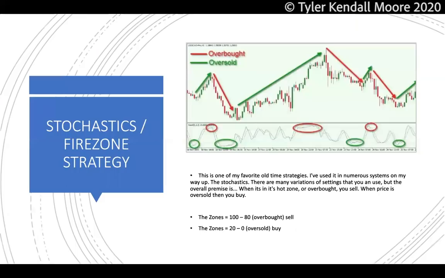All right, so the stochastics. You're like, man, the stochastics fire zone. I think I gave you the stochastics in the gold video, you feel me? But I'll give it to you again. There are different variations of the stochastics. The settings that come with it are 5, 3, and 3. So the whole premise of the stochastics, you'll see all types of strategies with this too.